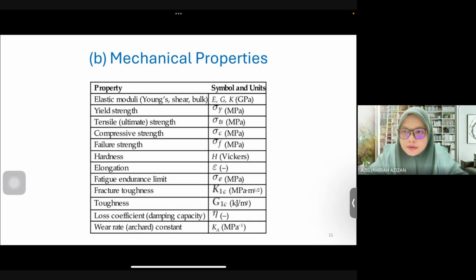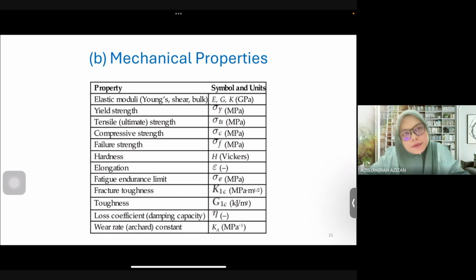For example, we have a metal wire, a wire made of metal. We can stretch it into a long, thin shape. Why? Because of the behavior of the material itself, it is ductile, right?